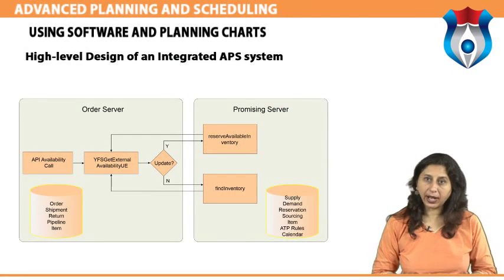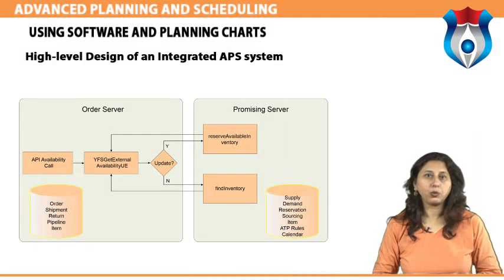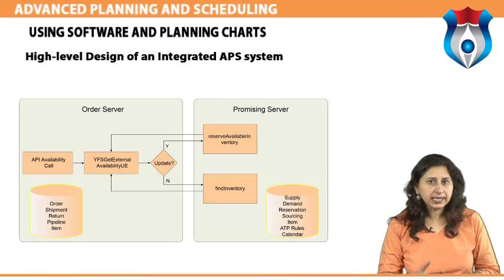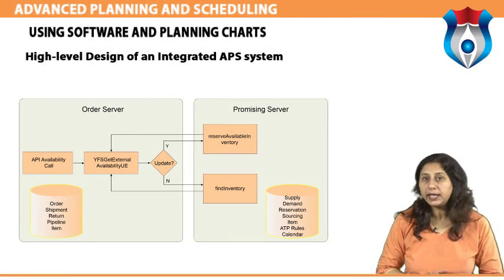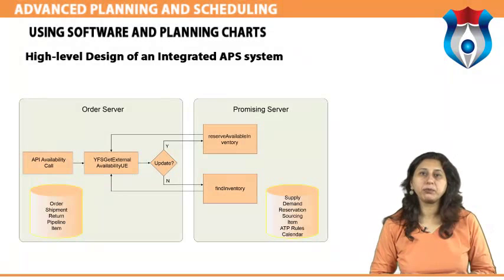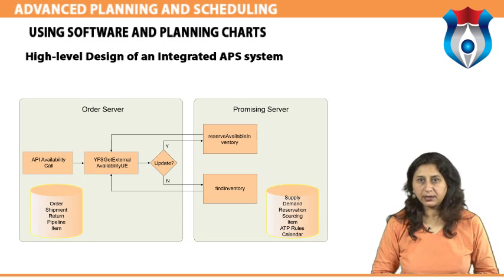Order promising translates customer requests into promised supply dates. Once promised, order promising engines monitor progress within the supply chain against this data and provide early warning signs of potential trouble with delivery. Most order promising modules contain one or more of the following capabilities.